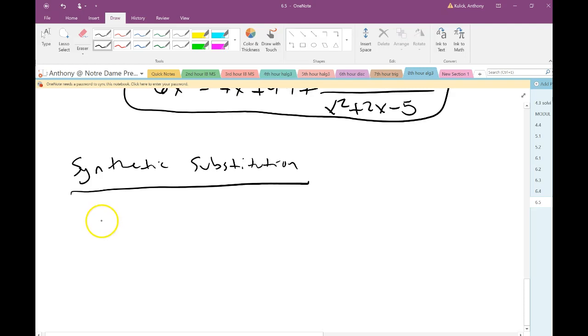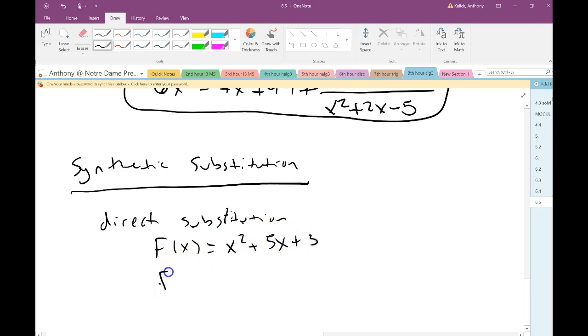So we have direct substitution that you're already familiar with, whether you think it or not. If I have f of x equals x squared plus 5x plus 3, and I want to do f of 2, what do I do? I just plug 2 in for the x's. I get 4 plus 10 plus 3, or 17.